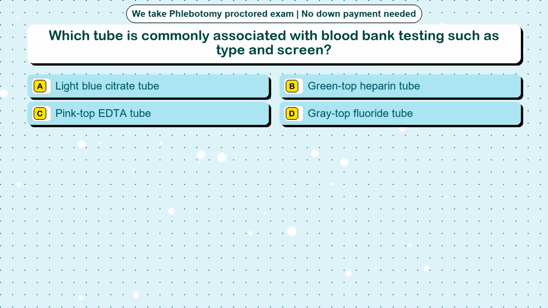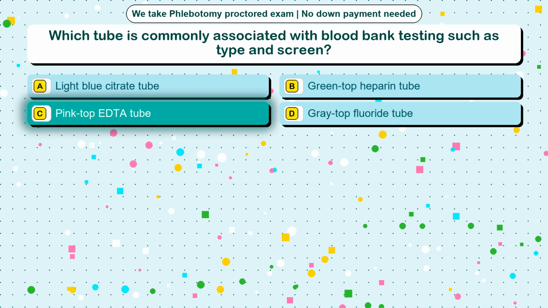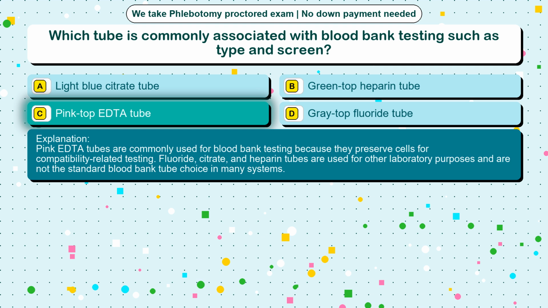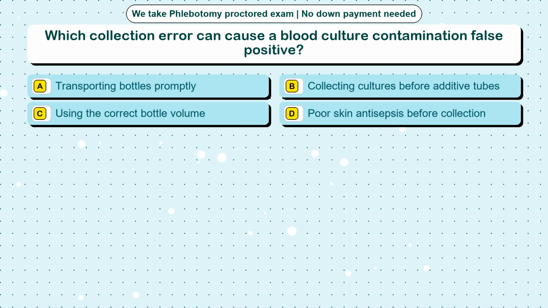Pink top EDTA tube. Option D. Gray top fluoride tube. The correct answer is option C. Pink top EDTA tube. Pink EDTA tubes are commonly used for blood bank testing because they preserve cells for compatibility-related testing. Fluoride, citrate, and heparin tubes are used for other laboratory purposes and are not the standard blood bank tube choice in many systems.